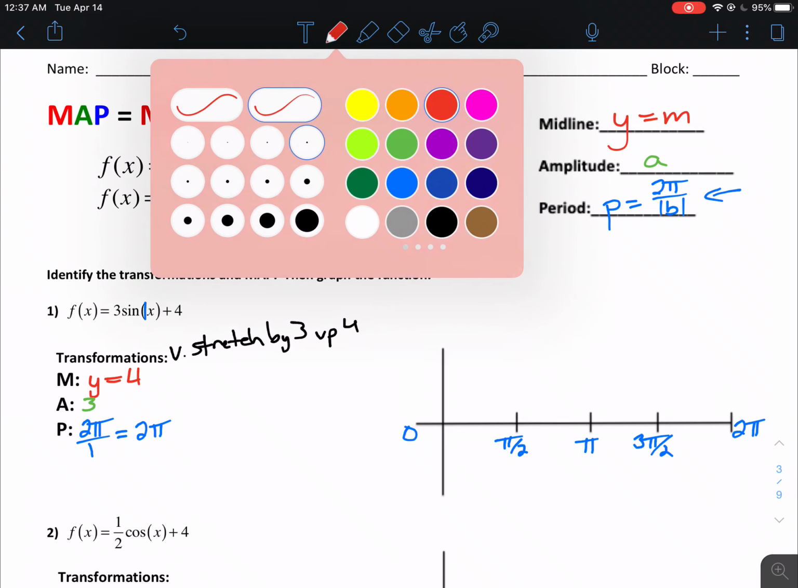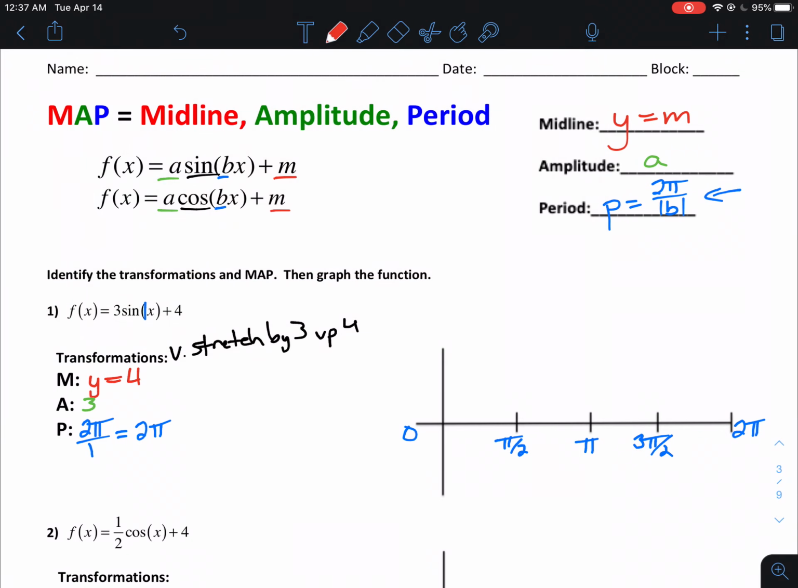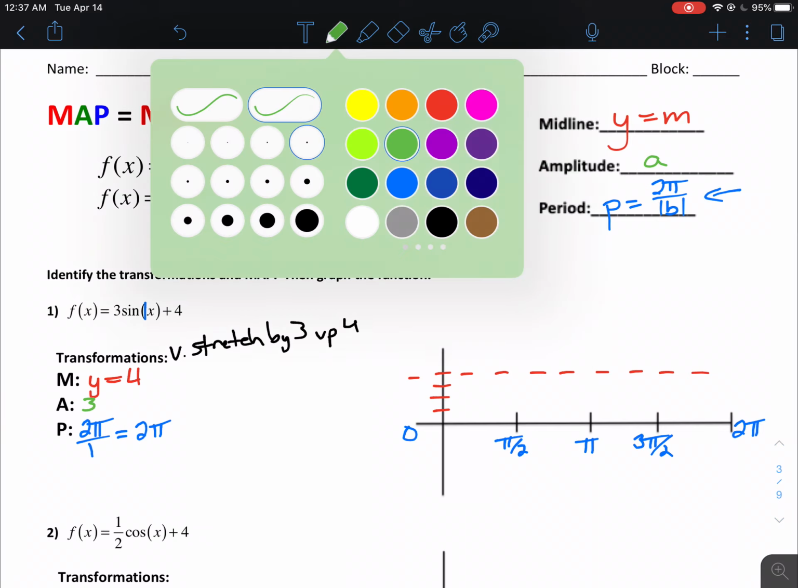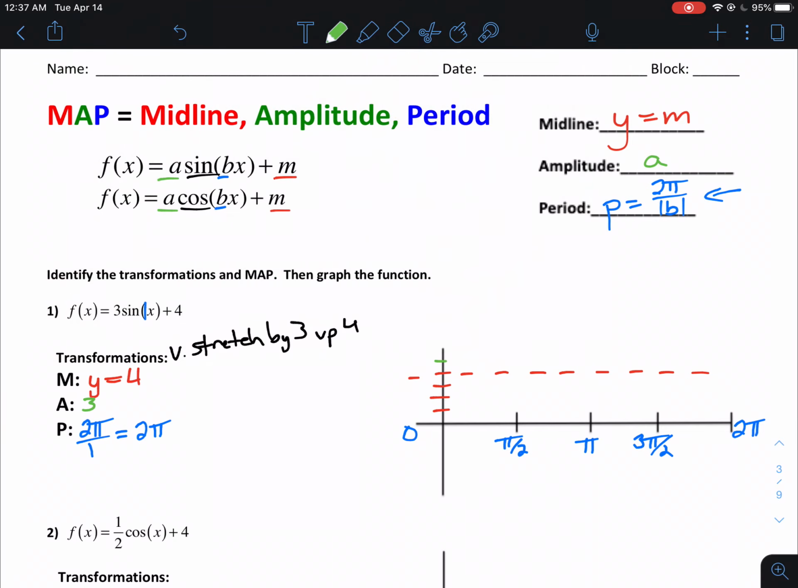Our midline, I like to draw that in almost as if it's an asymptote. So 1, 2, 3, 4. And so here would be our midline through y equals 4. And then our amplitude is going to tell us what values we're going to go between. So we're going to go from our midline either down by 3 or up by 3. So I'm going to add in a few extra tick marks above that to illustrate how that's going to work.